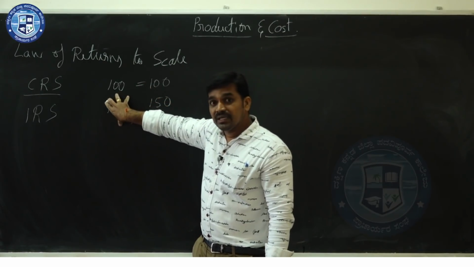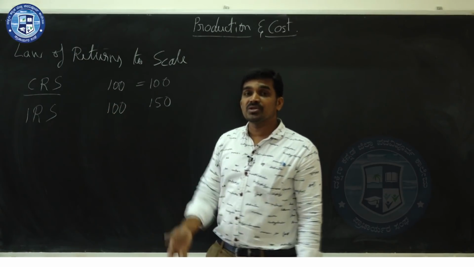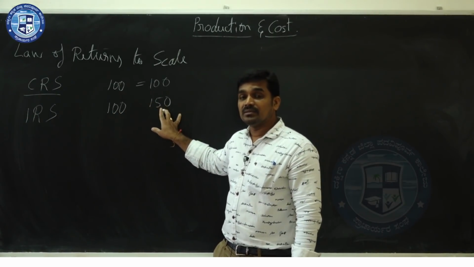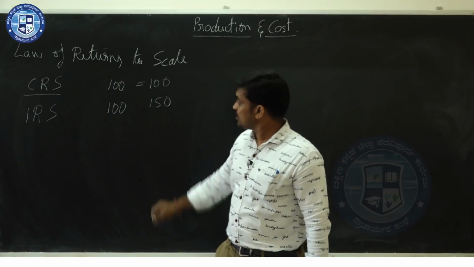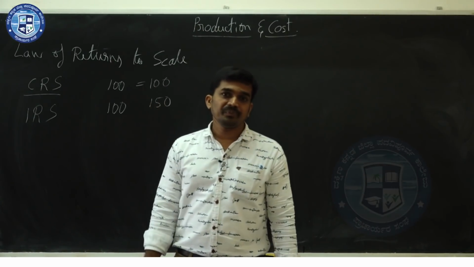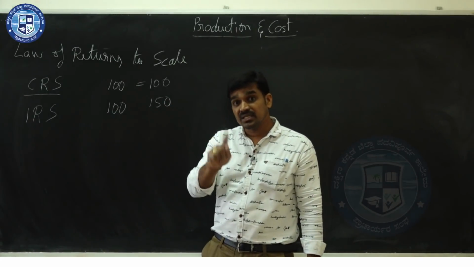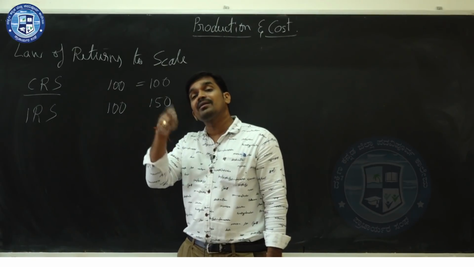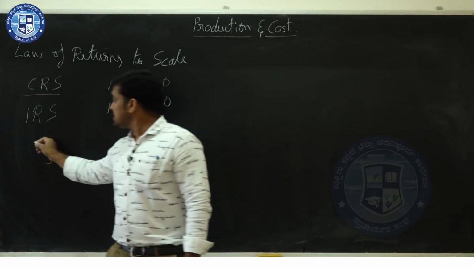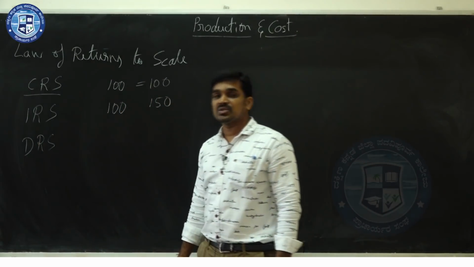But here the increase in input is 100. Output increases more than the proportional change in input. That is why output is greater than input, it is increasing return to scale. When a proportionate increase in input results in an increase in output by a larger proportion, it is called increasing return to scale. And the next one is DRS, diminishing return to scale or decreasing return to scale.